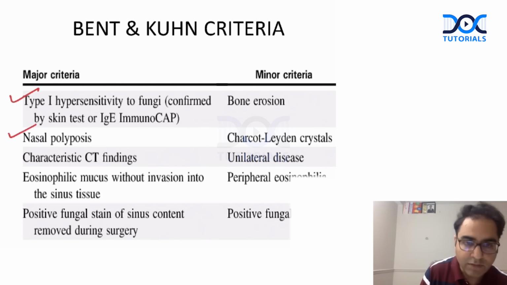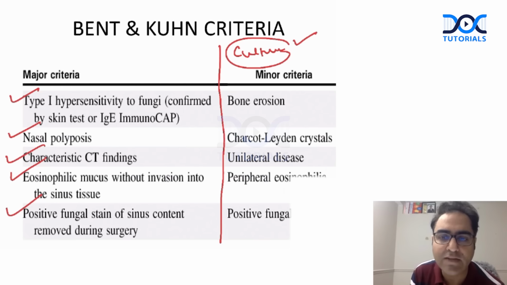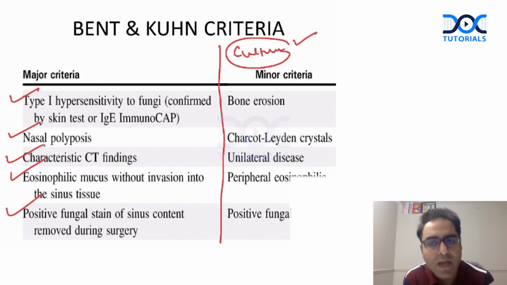They ask you this question: which of the following is not a major criterion of Bent and Kuhn to classify the patient as an AFRS patient? Fungal culture is not a major criterion. You just should be able to see the fungus on the staining. Proving it on culture is not a major criterion to prove a case of AFRS in the Bent and Kuhn system.